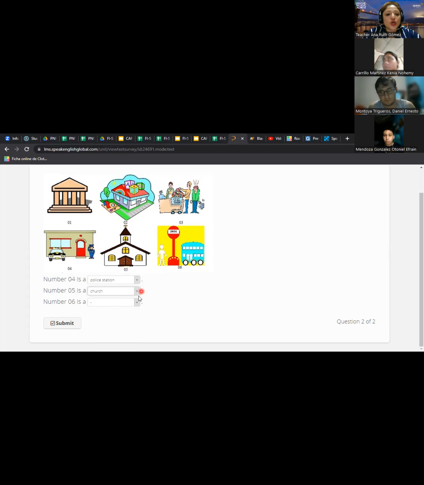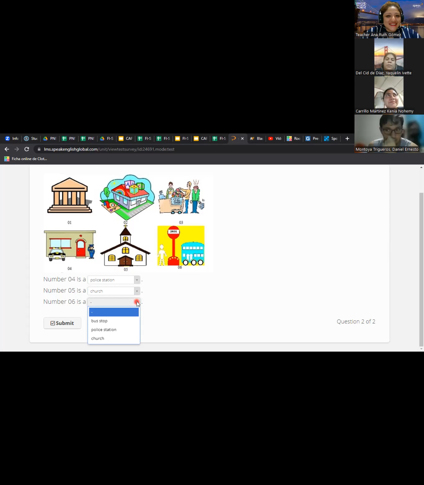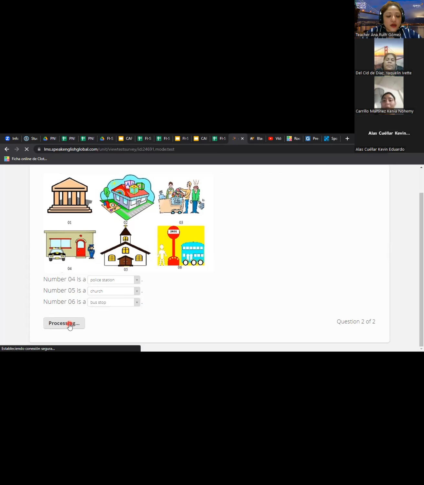It is a church. What about number five? Es que para esto usted es bien fácil. Ya le voy a poner algo difícil. Ya van a ver. All right. What about number six? It is a bus stop. Pero ya ascendieron de nivel. Definitivamente ya ascendieron. Very good. It is a bus stop.